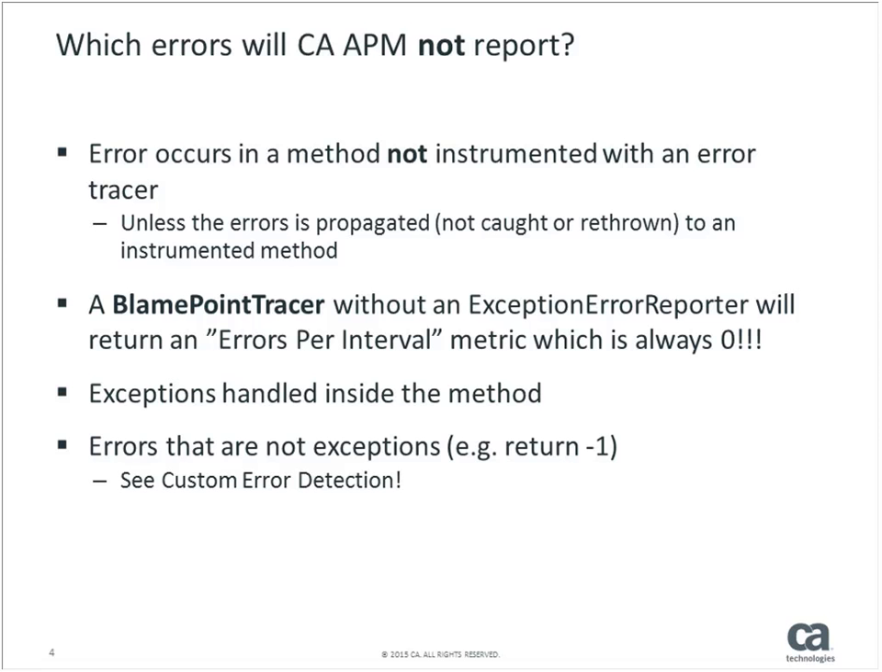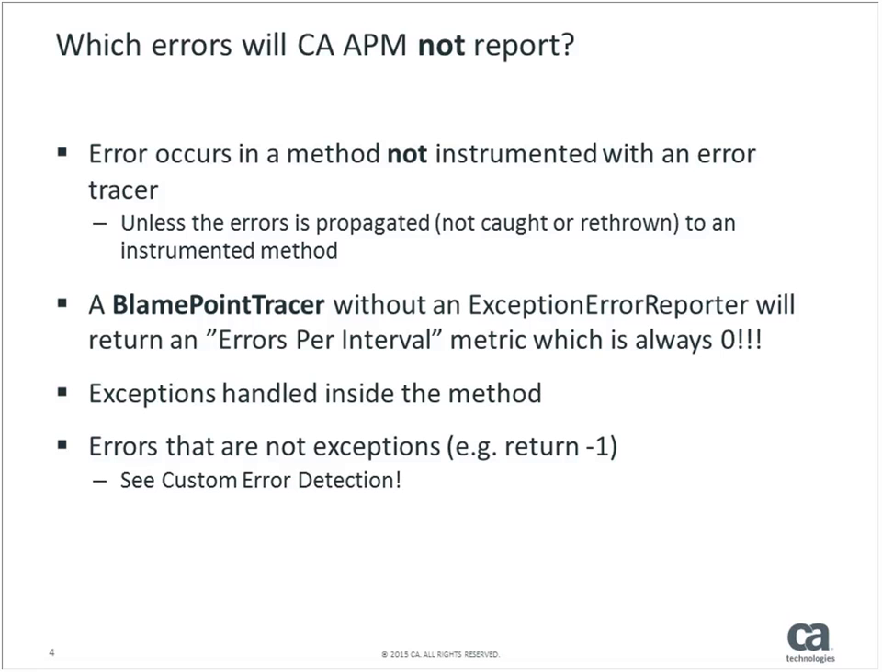So the negative test, when will we not report errors? Of course, if it's in a method that we do not instrument with an error tracer. And of course, everything for Java and .NET applies. If the error originates in a method that we do not instrument, but it's not caught or rethrown, and finally ends up being thrown out of a method that we instrument, then we will catch it.